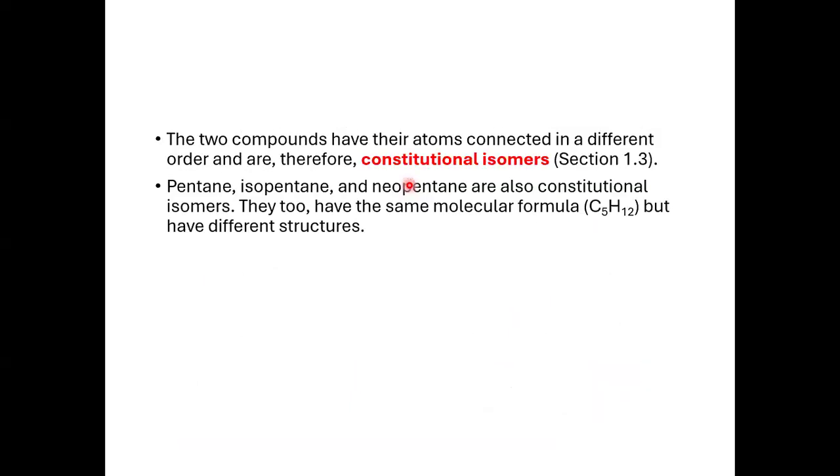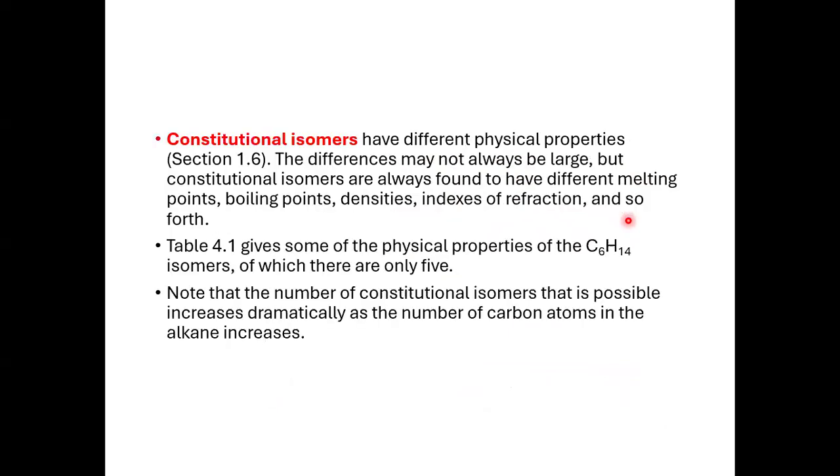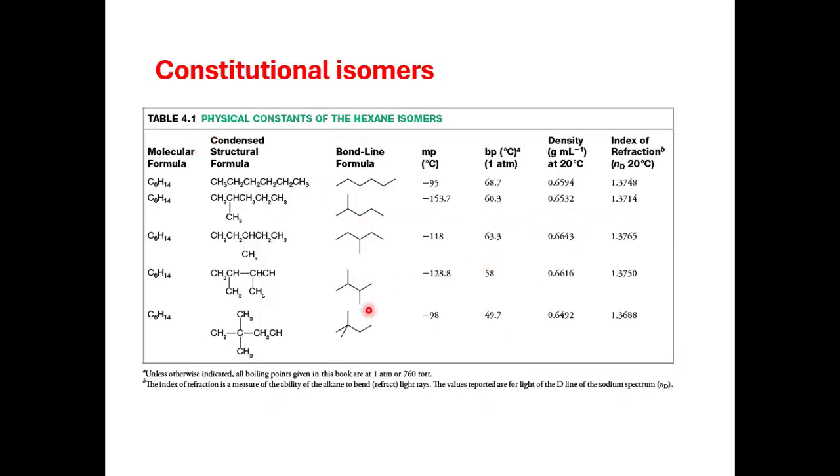Whenever you have two compounds with the same molecular formula but a difference in the connectivity of the atoms, we call them constitutional isomers. For example, for a compound having C5H12, depending on the arrangement of the atoms, you can have different connectivity, and it will lead to different physical properties as well.